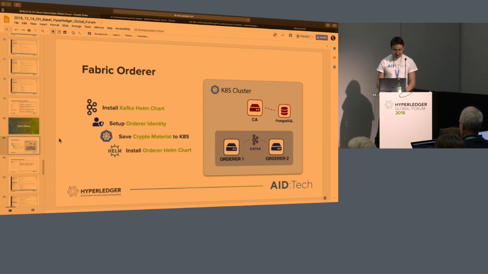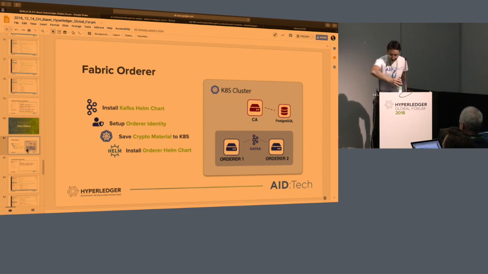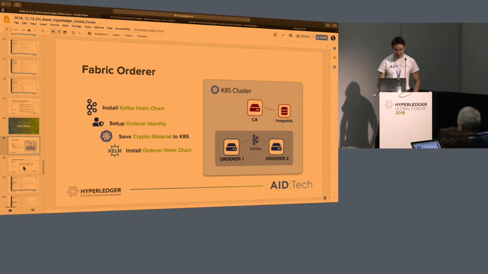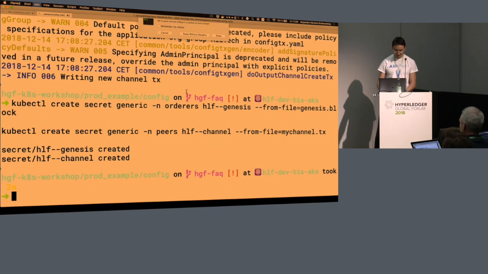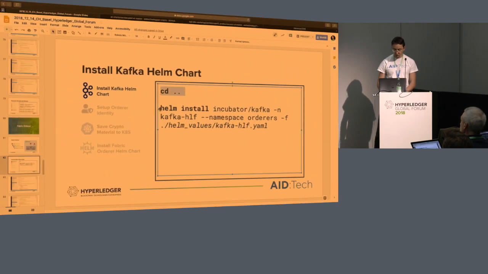Now this would be the difficult part where you need to install the Kafka orderers, so the Kafka cluster. This would be typically quite a painful procedure involving a lot of soul searching and banging your head against the wall. Instead, we're just going to go back up one folder and use the Helm install incubator/Kafka, because this is in the incubator repository of the official Helm Charts. We'll call it Kafka HLF and put it in the namespace orderers, and use the Helm values that we define in the Helm values, Kafka HLF.